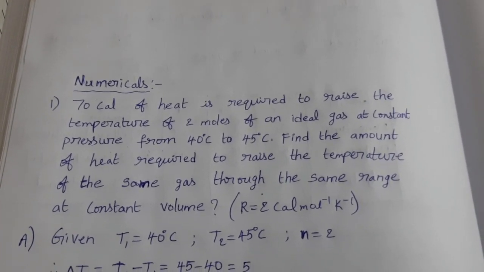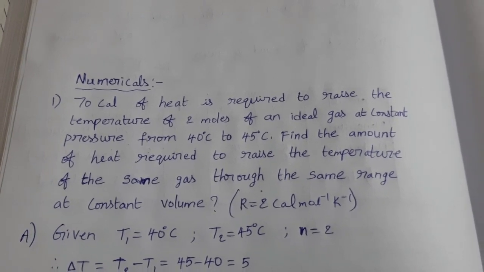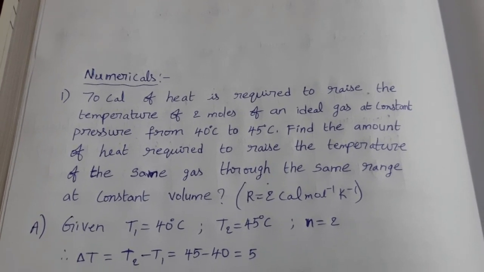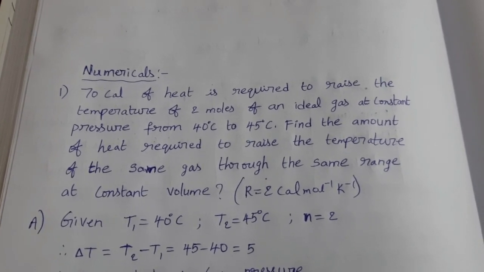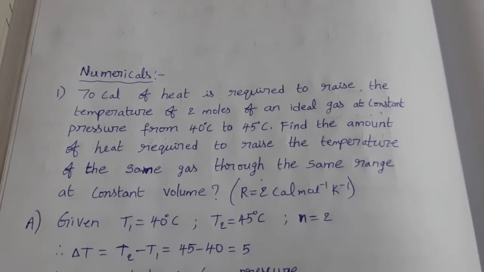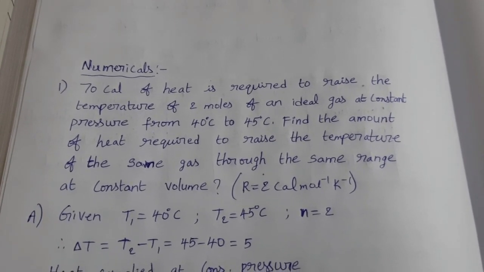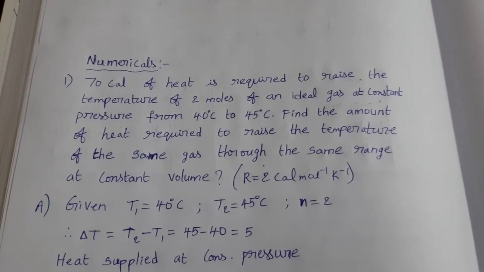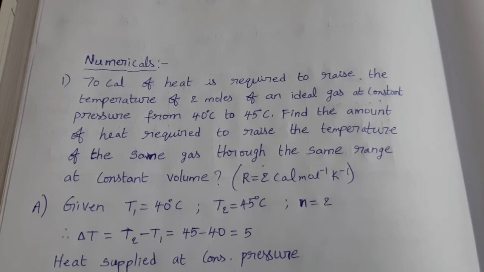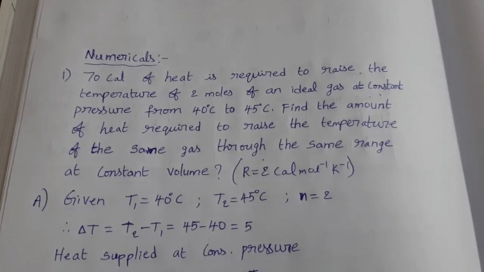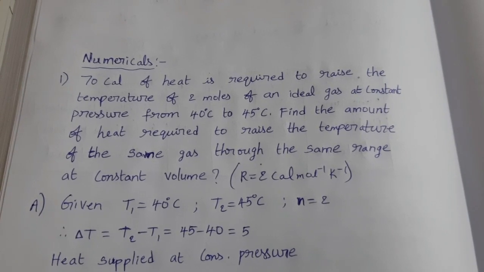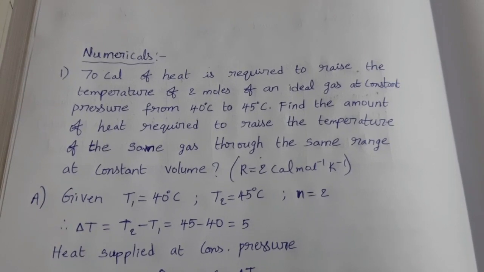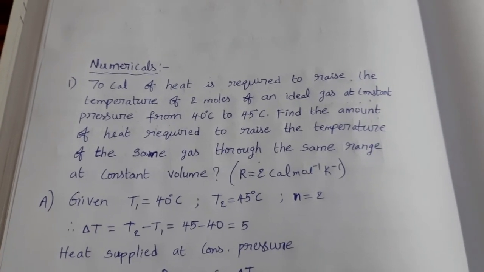70 calorie of heat is required to raise the temperature of 2 moles of an ideal gas at constant pressure from 40 degrees Celsius to 45 degrees Celsius. Find the amount of heat required to raise the temperature of the same gas through the same range at constant volume. So at constant pressure, to increase the temperature, heat energy is given. At the same temperature range, at constant volume, if we want to raise the temperature, then what is the amount of heat required?